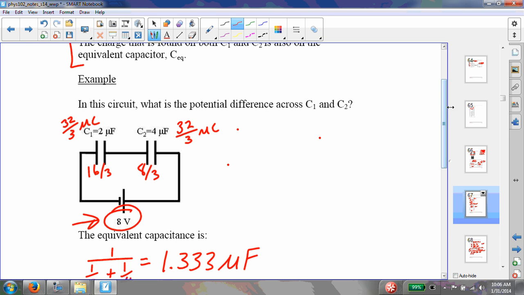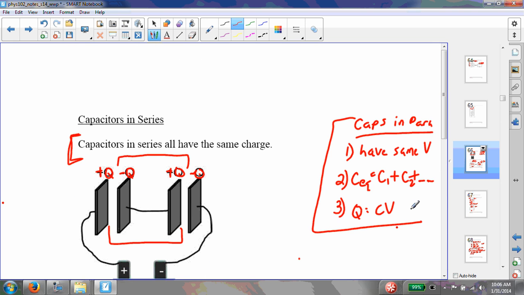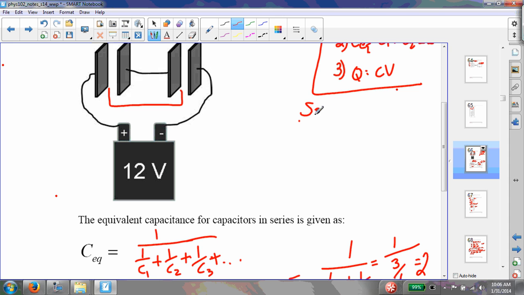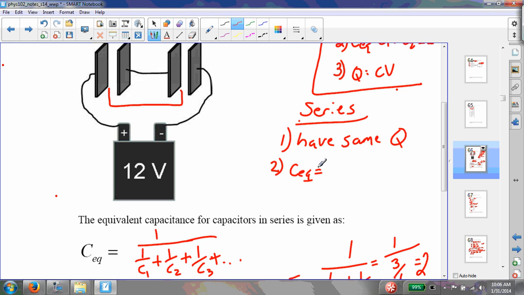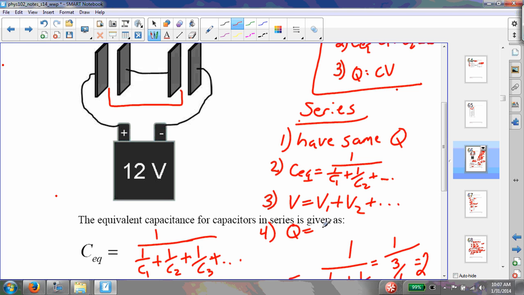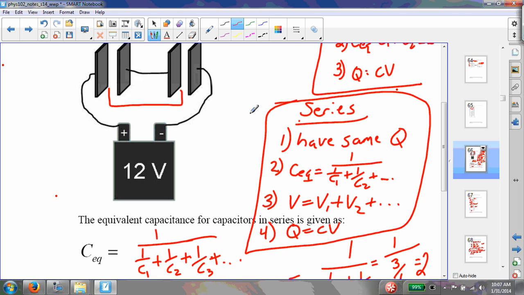All right, let's just sort of review those rules. These were the rules that we had for caps in parallel. They had the same voltage, that's their equivalent capacitance, and Q is equal to CV. For caps in series, we have a set of similar rules. And I'll reiterate these as we go along, but just want to sort of hammer these into your mind. First, caps in series have the same charge. Second, for caps in series, the equivalent capacitance is equal to 1 over 1 over C1 plus 1 over C2 plus however many capacitors you have. Third, for capacitors in series, the total voltage equals the sum of the individual voltages of the capacitors in series. And then fourth, this still applies that Q is equal to CV. All right. So those are the rules for capacitors in series.